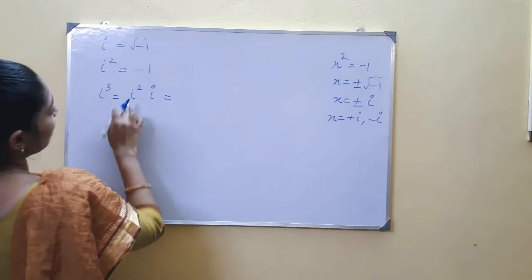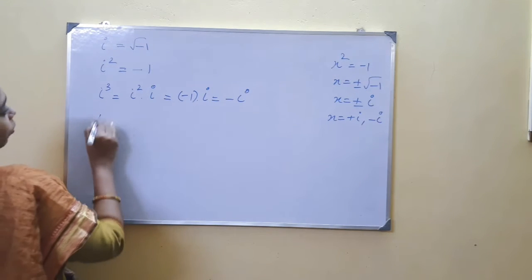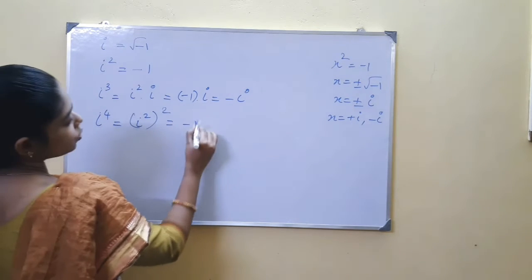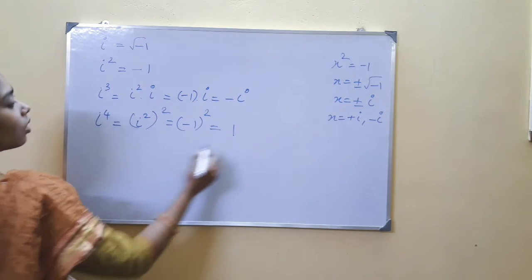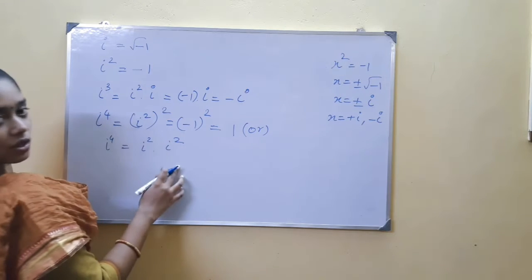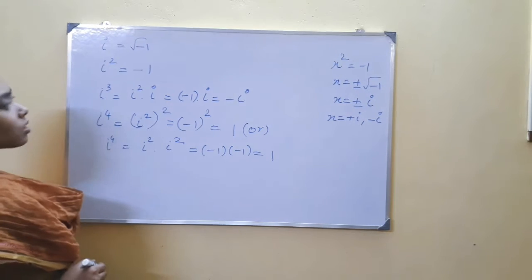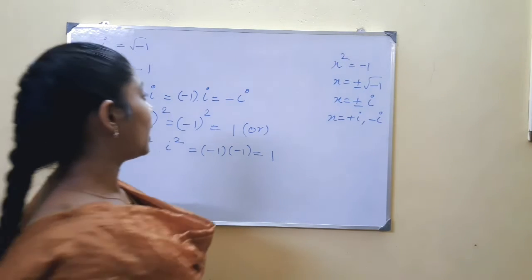Now what is i cube? i square into i, because powers of the same base can be added. So what is i square? Minus 1 into i. This gives you minus i. Now what is i power 4? i square the whole square. What is the i square value? Minus 1 square. So minus 1 square is 1. Or else I can do this as i power 4 is equal to i square into i square. Again powers of the same base can be added. So minus 1 into minus 1 gives me 1. So these are the most important powers of the imaginary unit i.